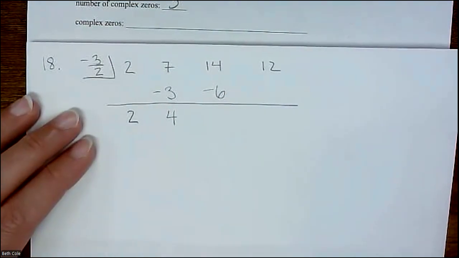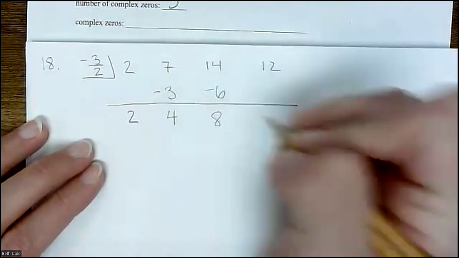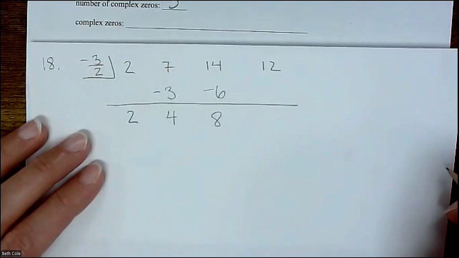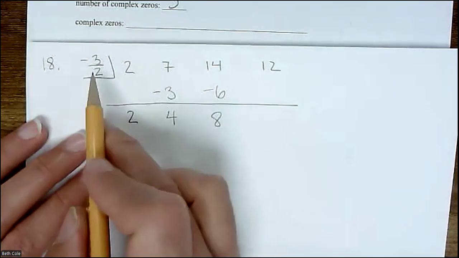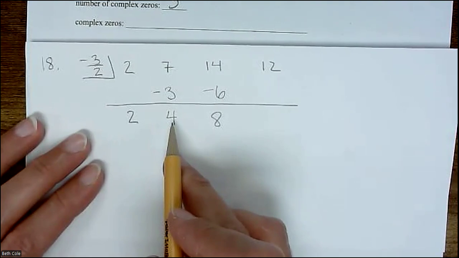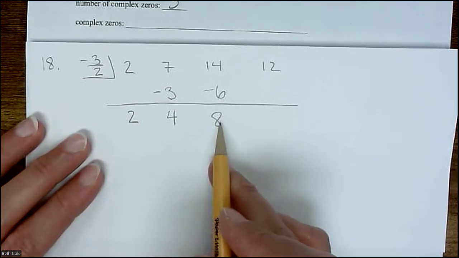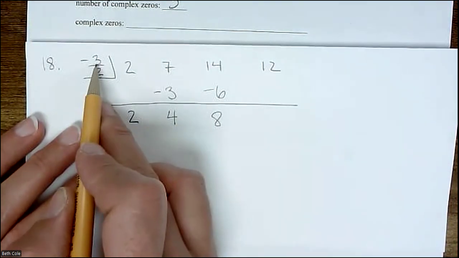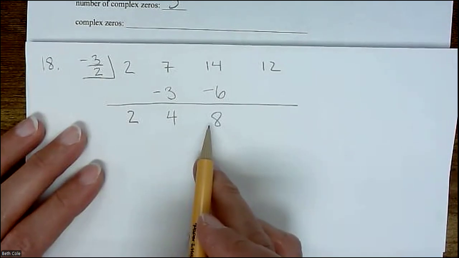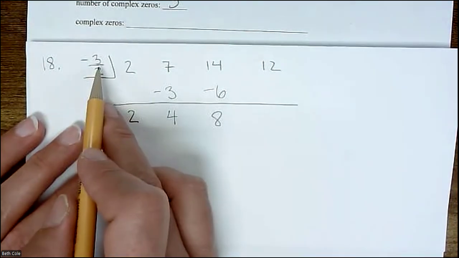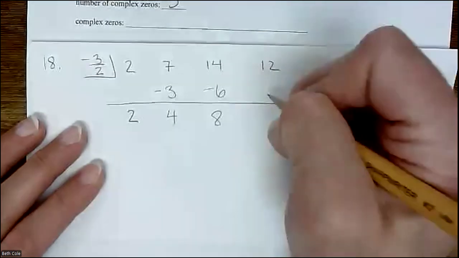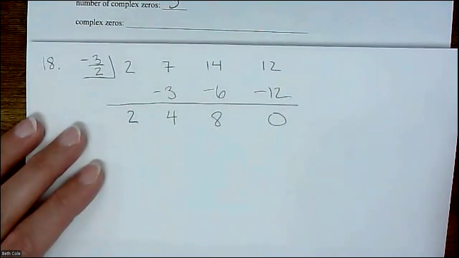Also, we've done ones like this. All right, add the column. -3 times 4 is -12 divided by 2 is -6. 14 minus 6 is 8. Oh, yeah. -3 times 8, -24, thank you, divided by 2 is, hallelujah, -12, and it comes out to 0.